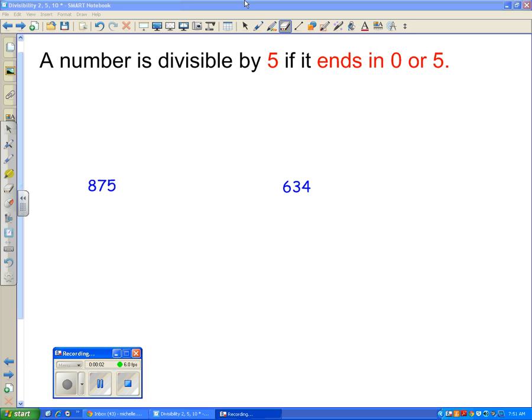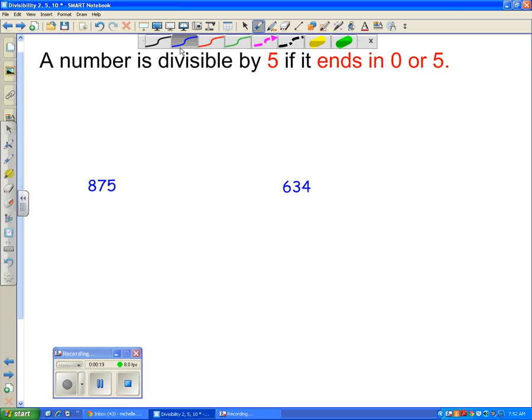All right, today we are talking about the divisibility rule for 5. So a number is divisible by 5 if it ends in a 0 or a 5. Again, remember that for a number to be divisible means that you can divide evenly by that number and not have a remainder.